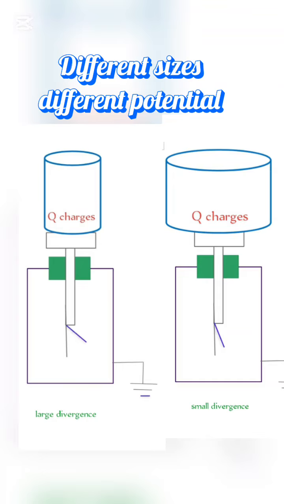This can be demonstrated by placing two metal cans of different sizes on the caps of two identical electroscopes and charging them equally with an electrophorus disc. The leaf divergence is greater for the smaller can, showing that it is at a higher potential. The larger can has less divergence, indicating a lower potential.